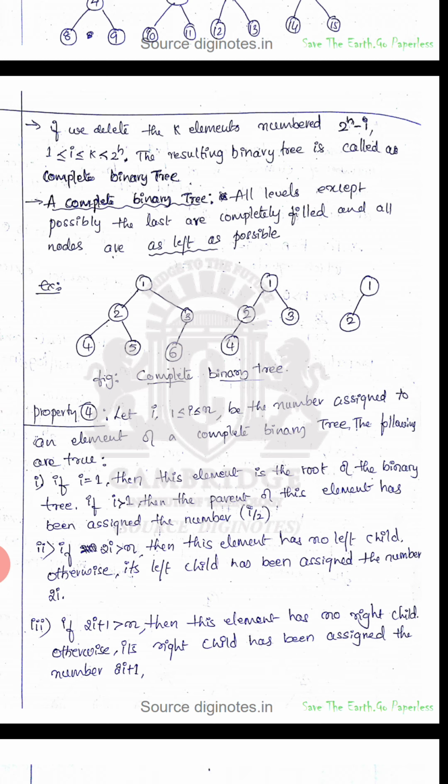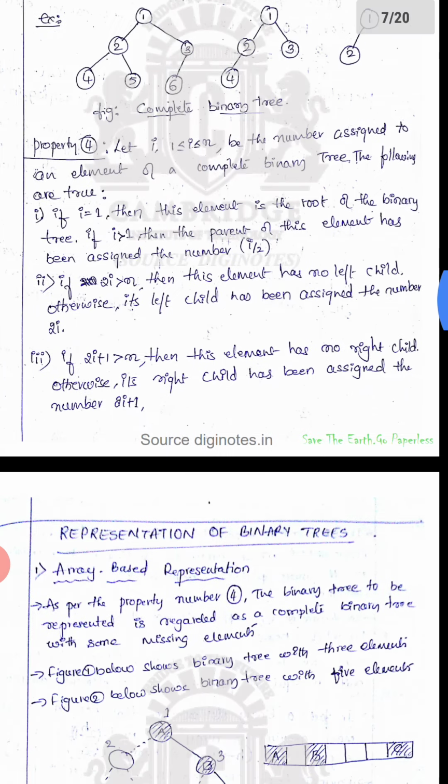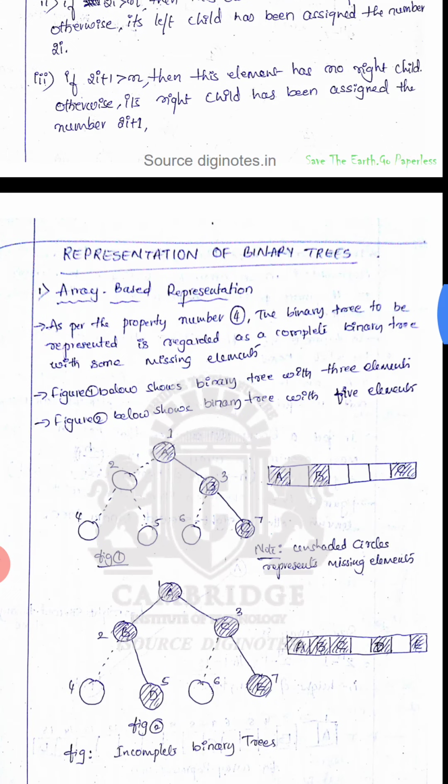We can see the example. We have got three diagrams. Some elements are missing, but all the elements are as far left as possible. So these kinds of trees are called complete binary trees.